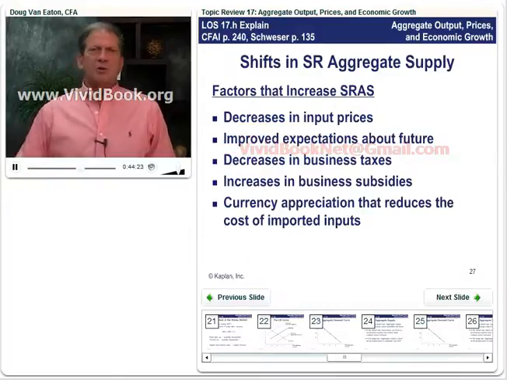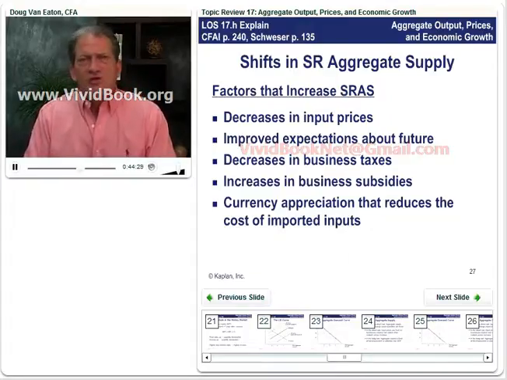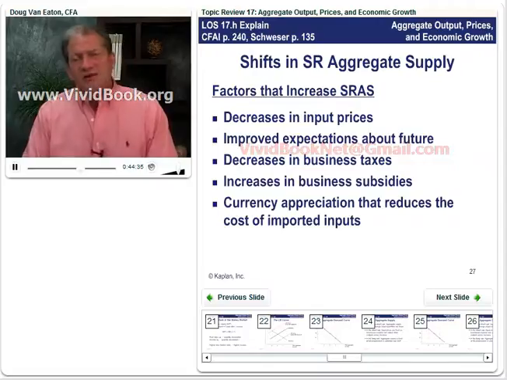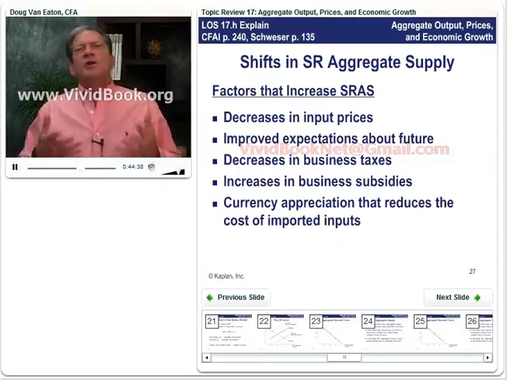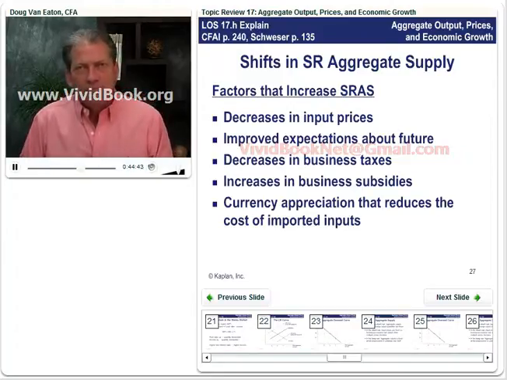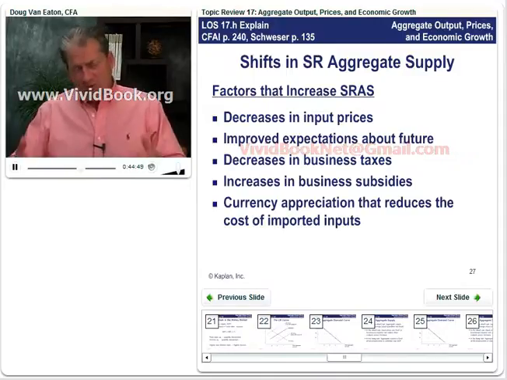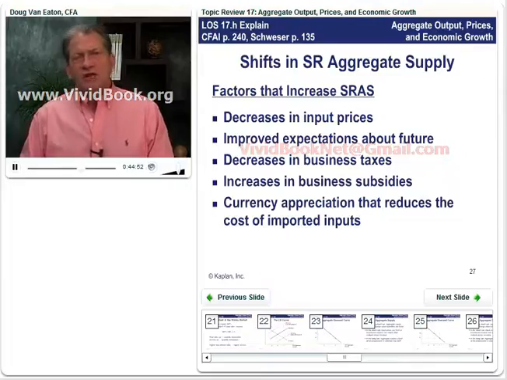What about aggregate supply? Well, a decrease in input prices is going to increase short-run aggregate supply. An increase in wages and other input prices is going to decrease it. Remember, I said that's our mechanism for getting back to long-run equilibrium. And we said improved expectations about the future drive businesses to plan to produce more. Decreases in business taxes make the business more profitable.